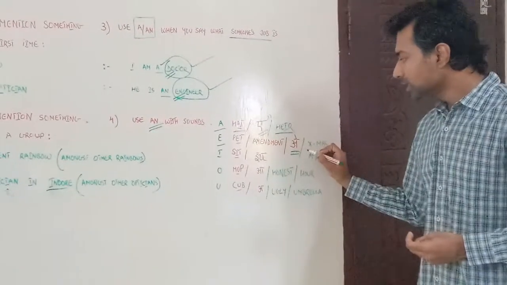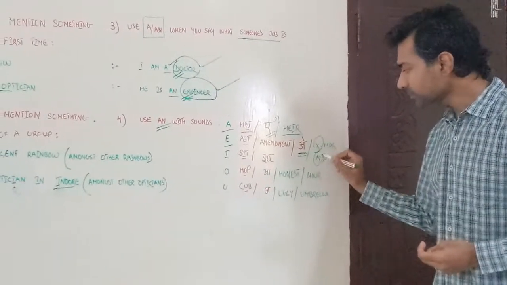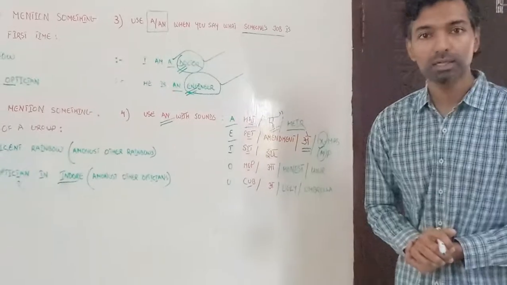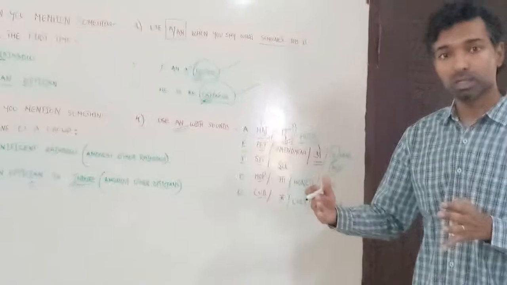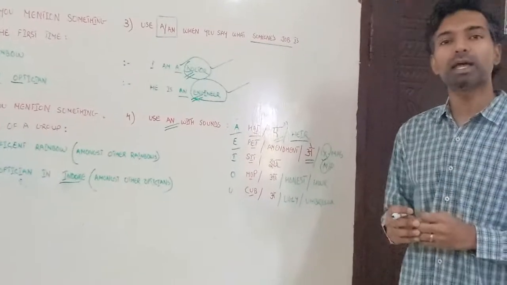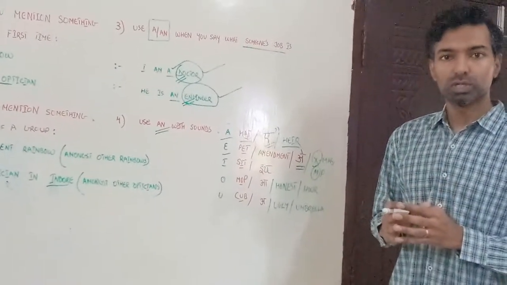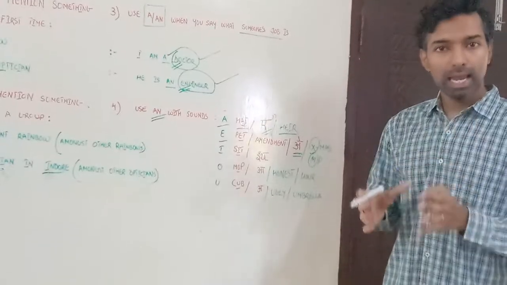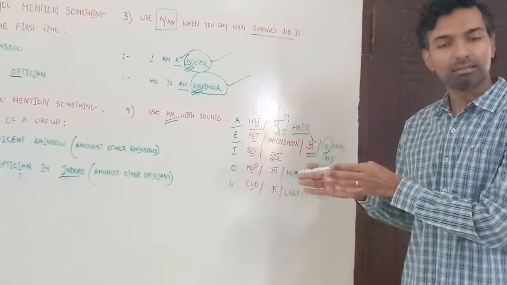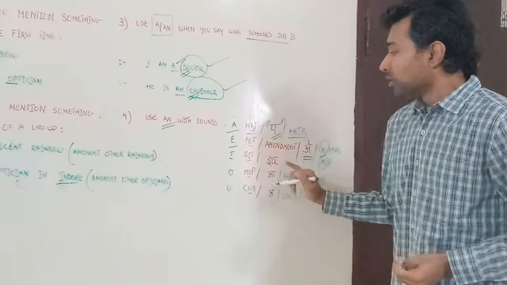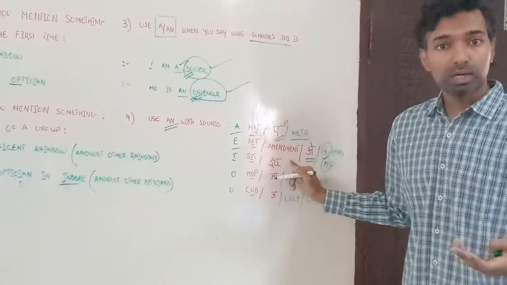So though these words begin with a consonant, we basically talk of the sound of the word, which should help us identify whether I am supposed to use an a or the word an. Good. So far, I'm sure you are able to understand it.